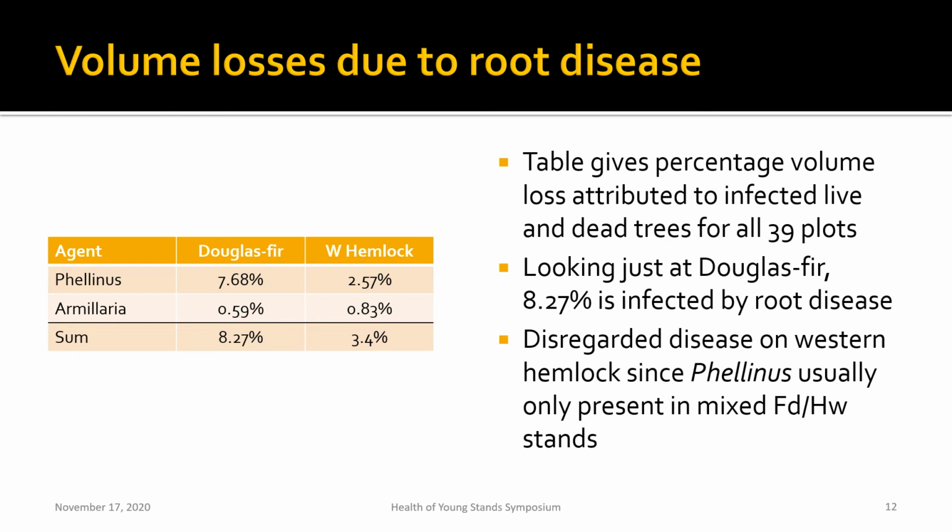There also was some incidental infection by other root diseases like Heterobasidion on some other hosts, but because these were very fractional in nature, we disregarded them. We also disregarded the root disease occurrence on western hemlock, since Phellinus is almost always only found on western hemlock when it's mixed with Douglas fir. So we concentrated our assessment just on Douglas fir, assuming that we'd be capturing some of the western hemlock mortality as well.